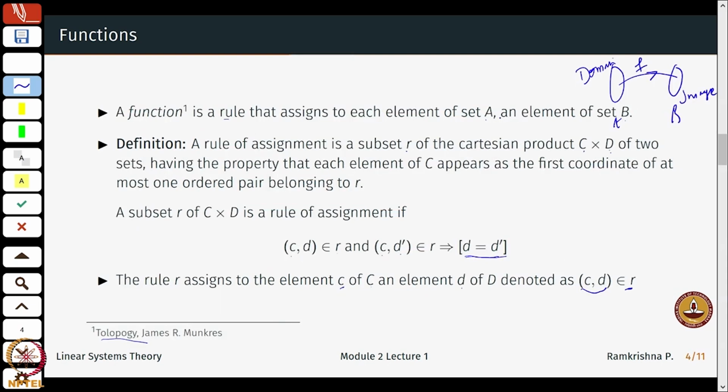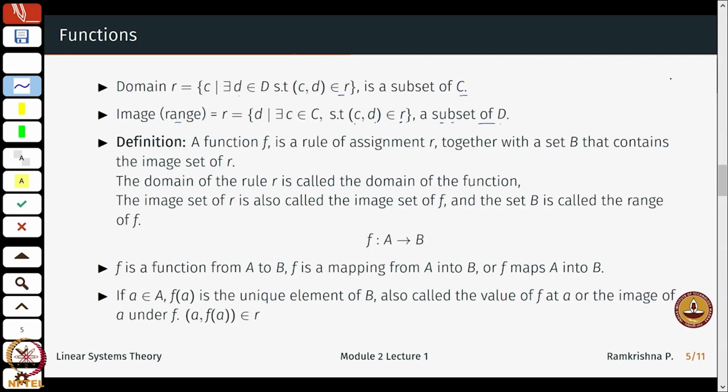So far we said, well, there is some rule which associates elements over here to some elements over here. Okay, so a function is a rule of assignment together with a set that contains the image set of the rule. The domain of the rule is the domain of the function, and the image of the rule, also called the image set, is called the range of f.